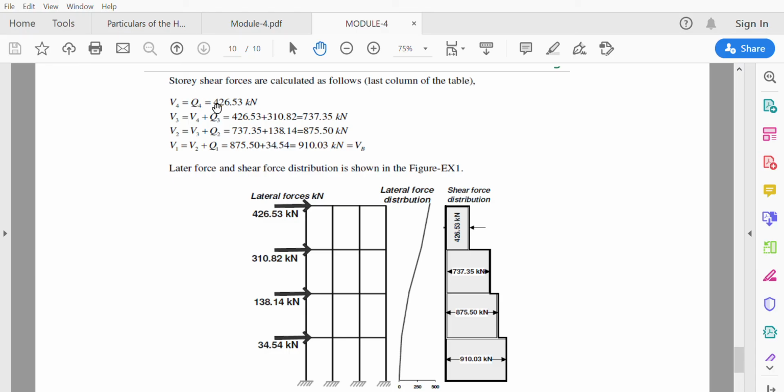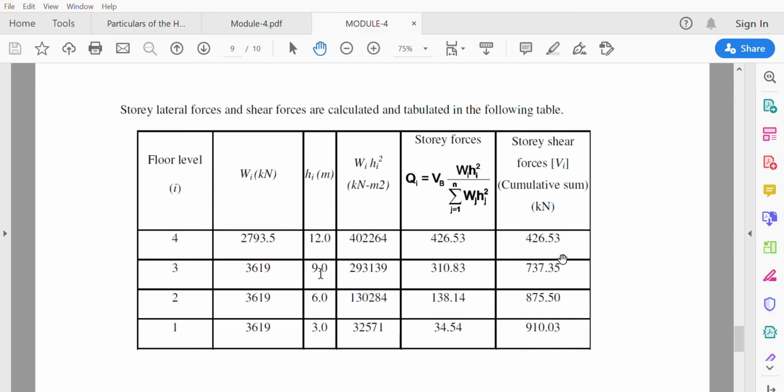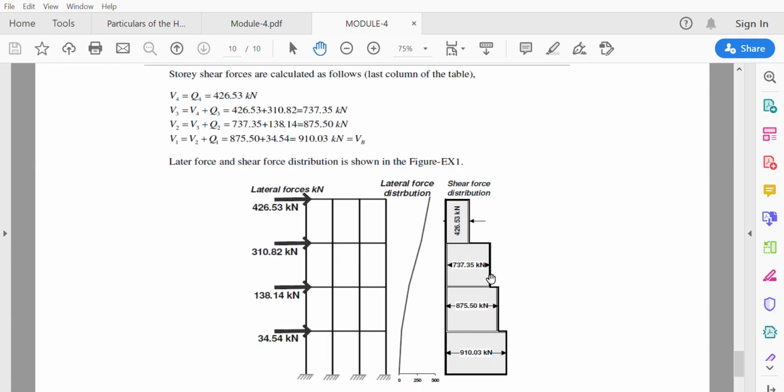Then story shear forces are calculated as follows. So V4 is equal to Q4, it is 426.53 kilonewton. And V3 is V4 plus Q3, 426.53 plus 310.82, is 737.35. So this is how these values are calculated.